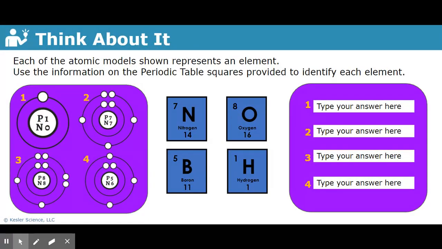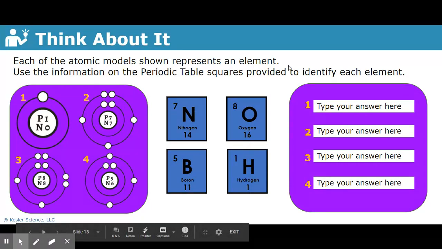Each of the atomic models shown represents an element. Use the information on the periodic table provided to identify each element. So I need you to tell me, what is each one of these elements here called?